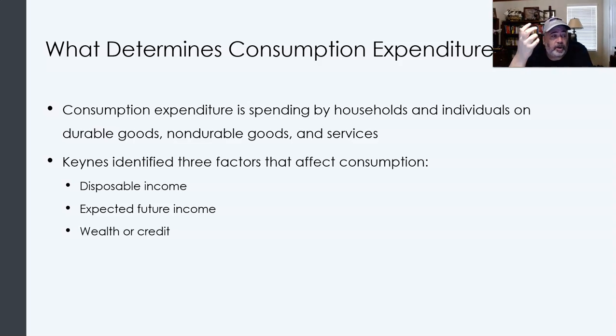And again, when we talk about consumption expenditures, we're talking about households and individuals spending on durable goods, things that last a long time, like a car or house. Non-durable goods, for example, pizza is highly non-durable around Dr. Reynolds, all right, and other services. And again, disposable income is the primary driver, but also what you think you'll be making in the future can affect your current consumption habits.